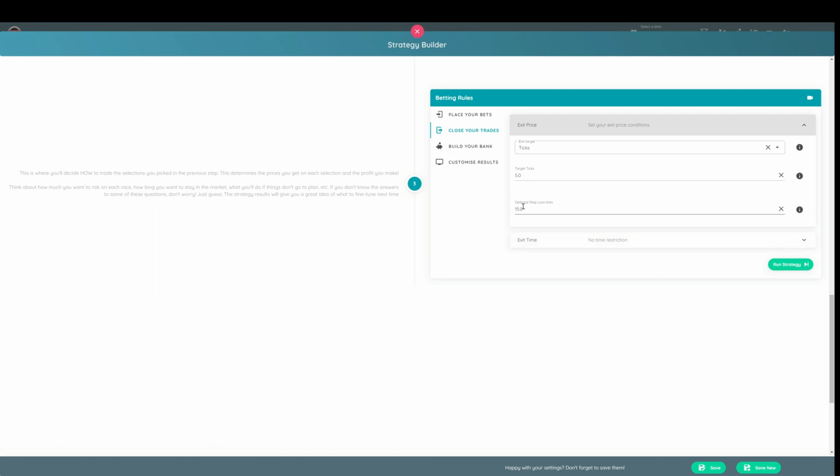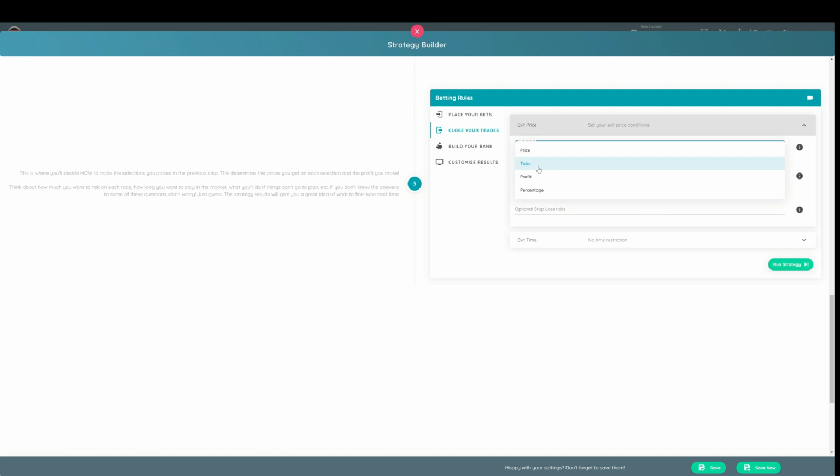If you want to enter a stop loss number of ticks, you don't need to worry about entering minus figures or anything here. The software knows which direction you want the price to move and which you don't want it to move. So a target of 10 ticks with a stop loss of 5 ticks just means 10 ticks in the right direction and 5 in the wrong or undesired direction, depending on whether you're backing or laying first.